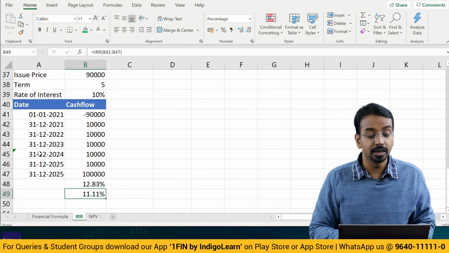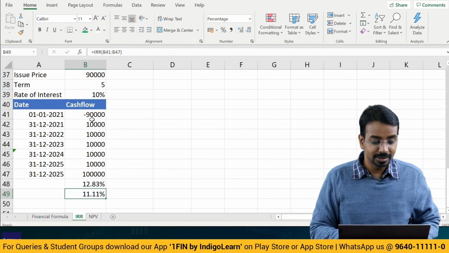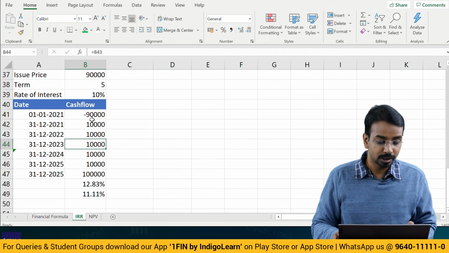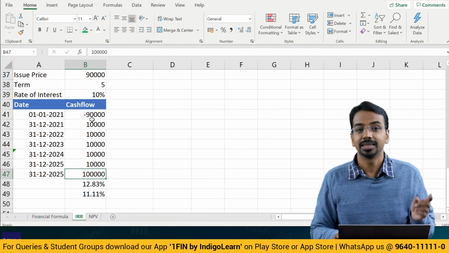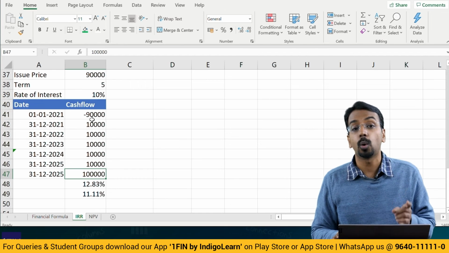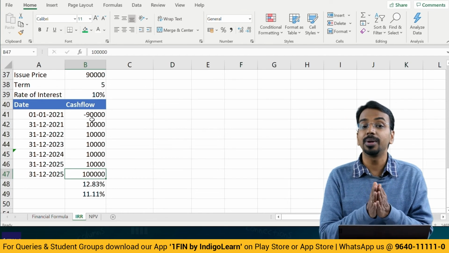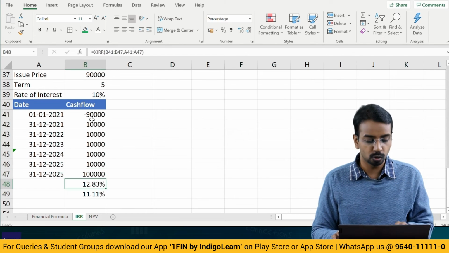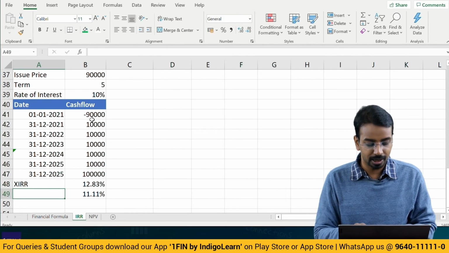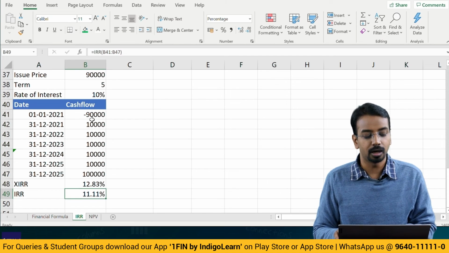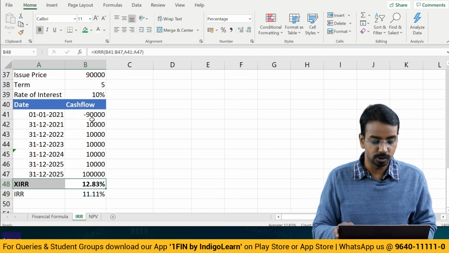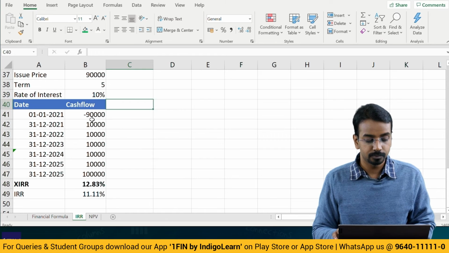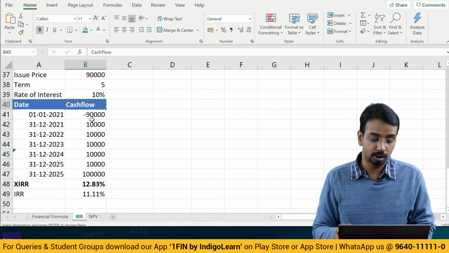The simple reason being, for IRR this is year 0, 1, 2, 3, 4, 5 and 6. That is why it has given you 11.11%, right? So that is the basic difference between using XIRR and using IRR. So always prefer to use XIRR instead of IRR. So this is the thing that we will be using. Now let us compute and see whether it is correct or not.